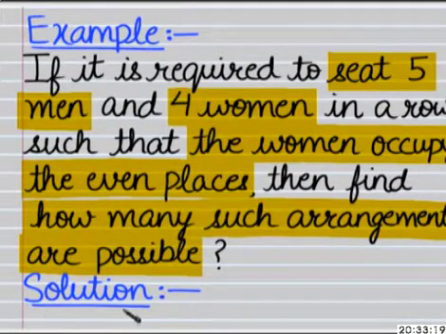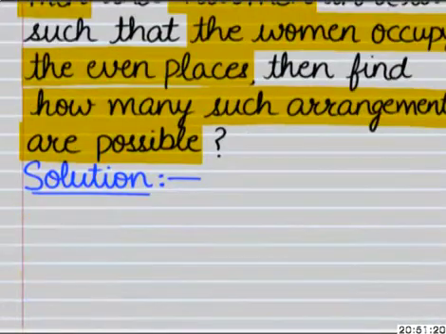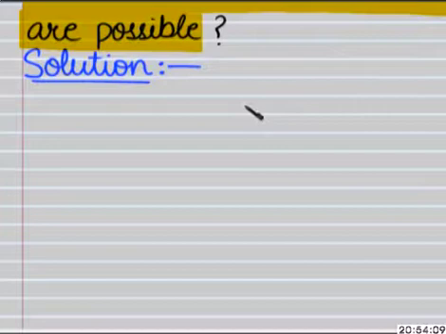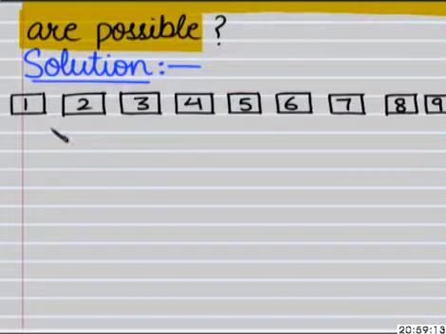Now let us see its solution. Now in the above example, as it is required to seat 5 men and 4 women in a row, so in total there are 9 people, out of which there are 5 men and 4 women. Now as we can see here, there are 9 seats in which 5 men and 4 women have to be seated in a row.